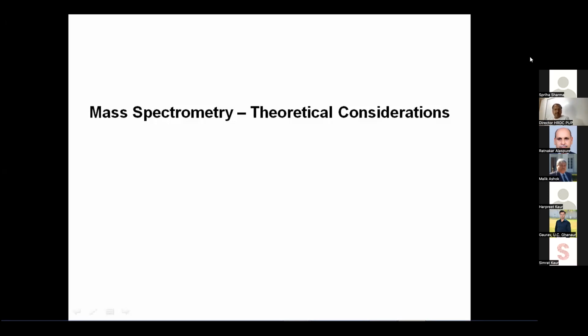So the next component of the major chromatographic analysis we take is mass spectrometry. Like we have discussed the theoretical aspects of the UHPLC in the previous session, now we'll be discussing the theoretical considerations of mass spectrometry in this session.